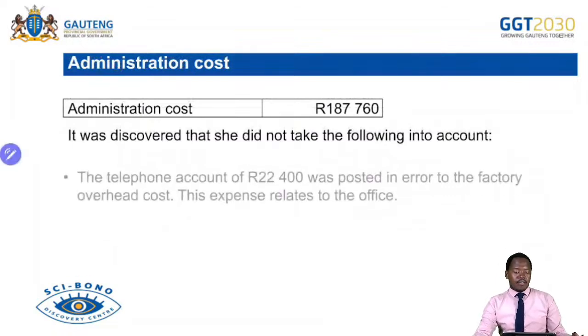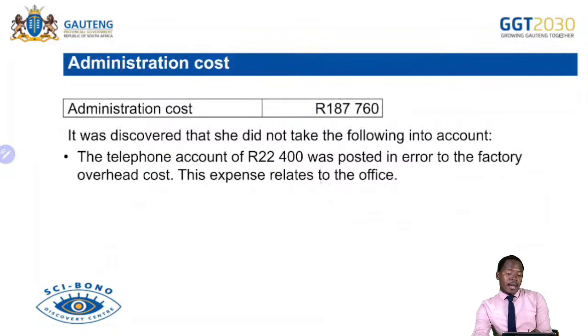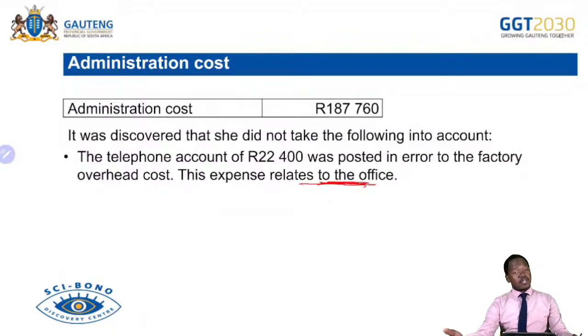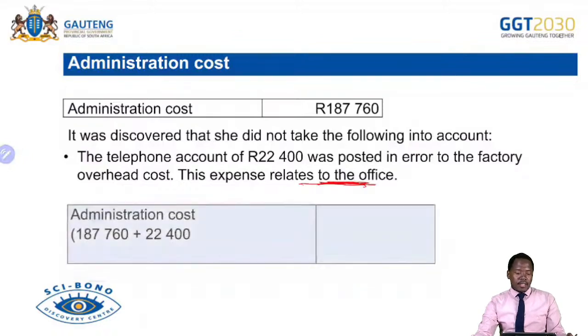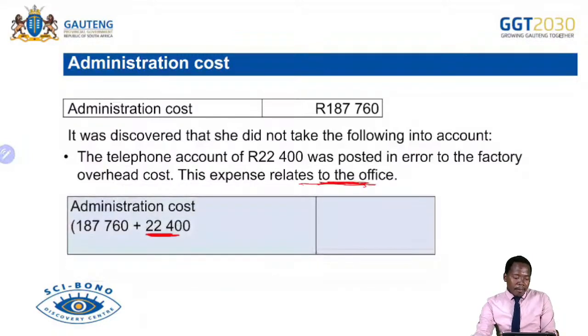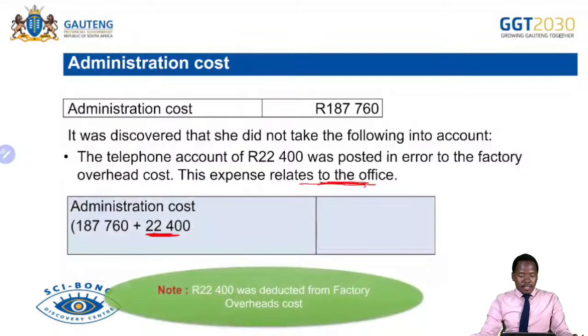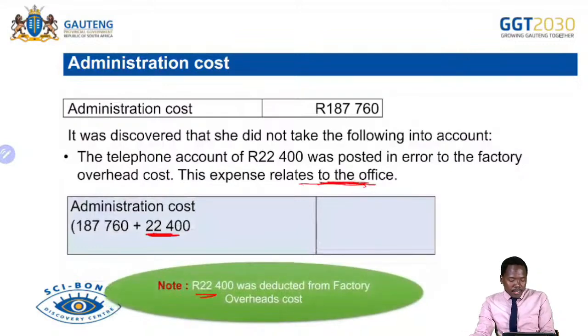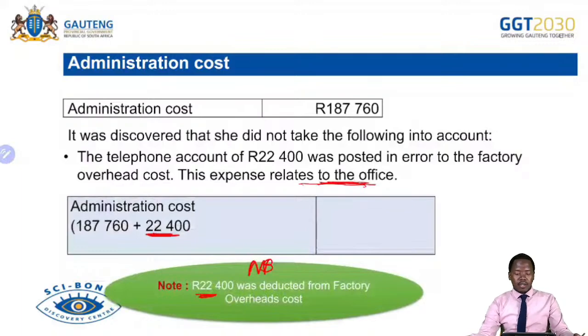187,760. For administration cost, remember, we had an amount that related to office but was posted to factory. With that amount, we've already removed it from the factory. Now we must add it to our administration cost. Remember, we removed it from the factory, and we are adding it under admin. It was removed from the factory overhead cost.